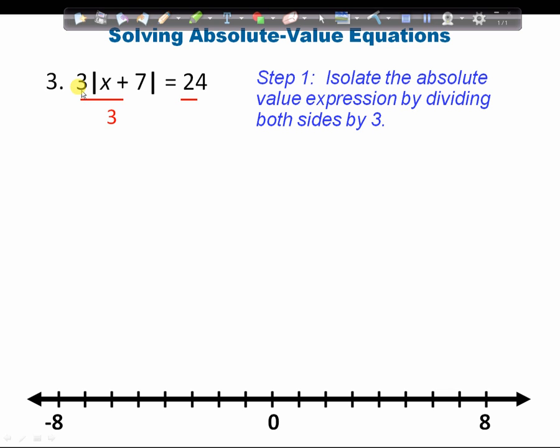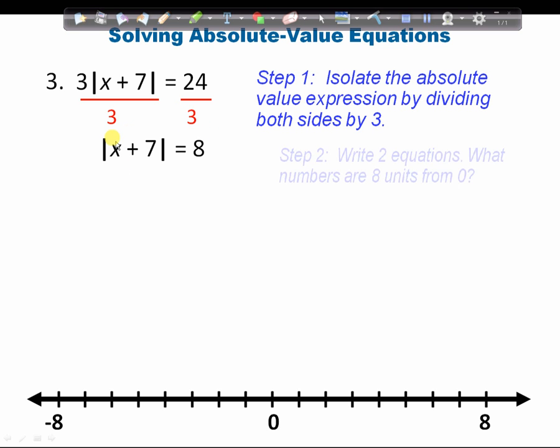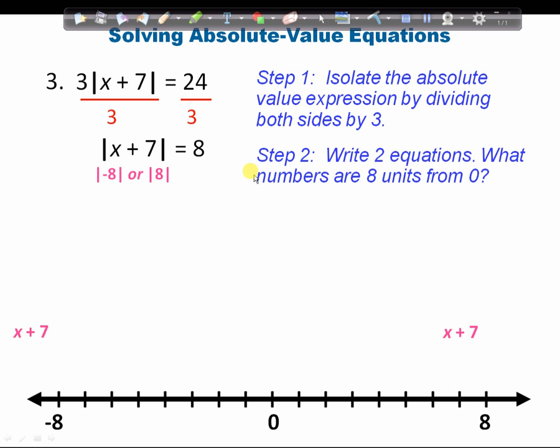So we're going to move the 3. And again, if it's right beside of it, it's being multiplied, so we're going to divide both sides by 3. We get the absolute value of x plus 7 equals 8, because 24 divided by 3 is 8. Once we have the absolute value bars by themselves, we're going to set up our two equations. It says the absolute value of x plus 7 equals 8 has got to be either negative 8 units from 0 or 8 units from 0. So we're going to split that up into 2.